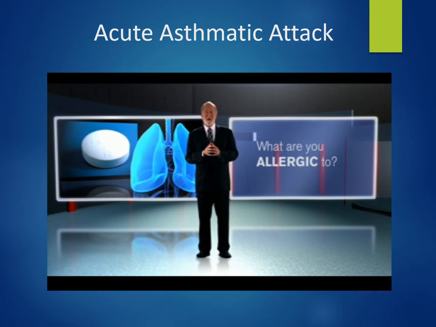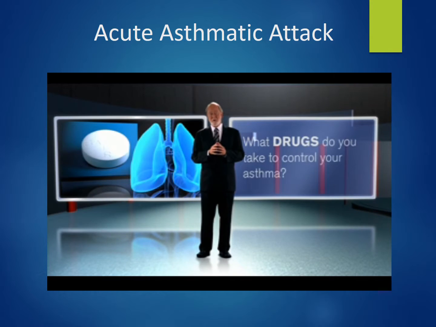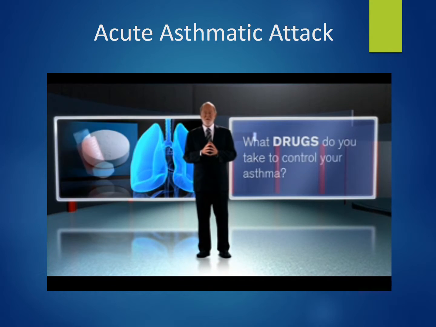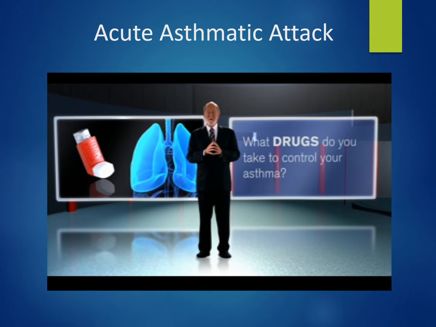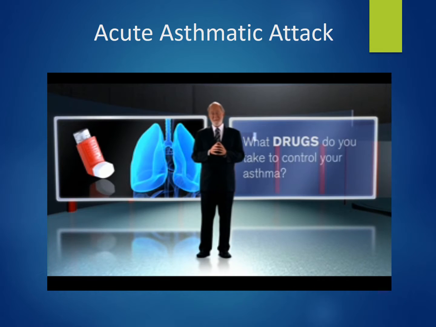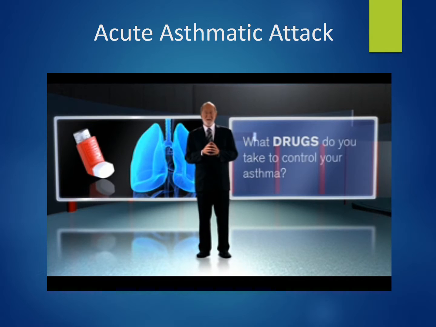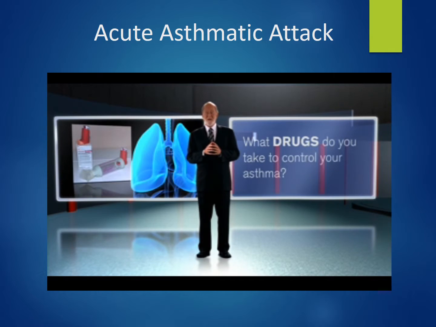Aspirin is a very common cause of allergic asthma. What drugs do you take to control your asthma? Asthmatics usually take two drugs. One is their rescue drug, commonly a bronchodilator such as albuterol, for the management of the acute episode. More and more commonly today, the asthmatic may also be taking a preventative medication such as an inhaled corticosteroid on a daily basis to minimize the occurrence of acute episodes.